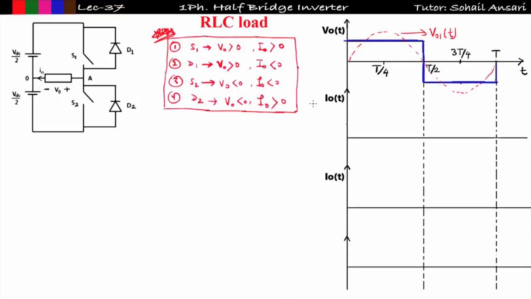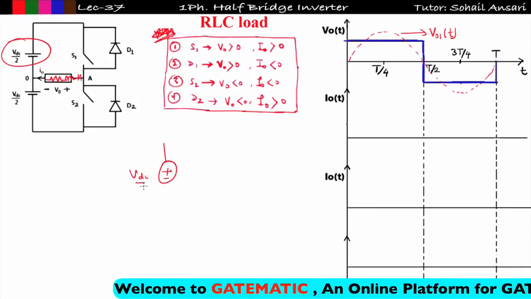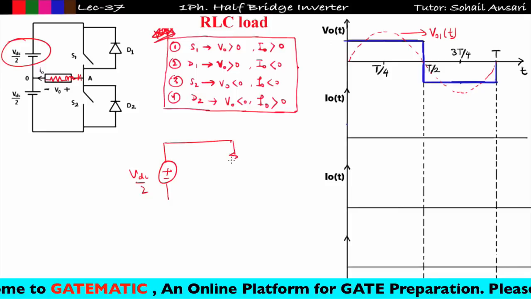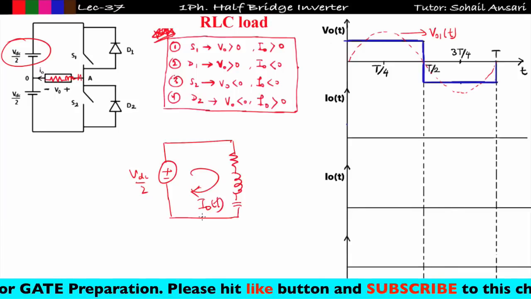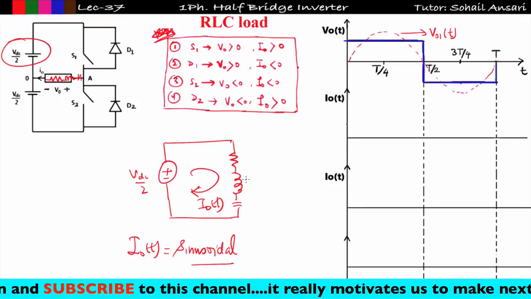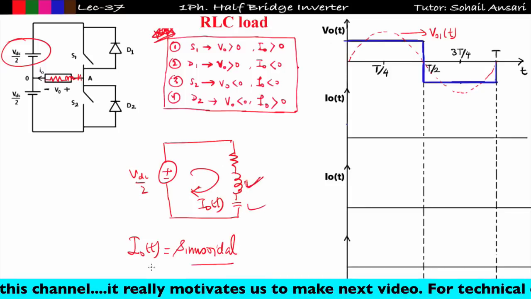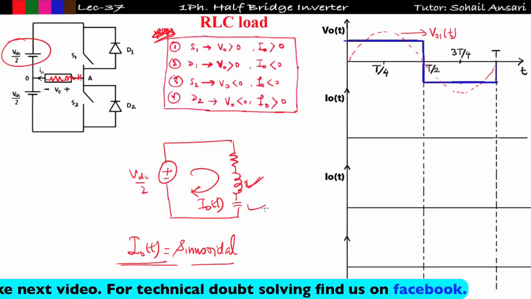Now I need to find the value of I naught of t. See, from 0 to any time, if you see this switch S1 is on, then in that case this plus VDC by 2 is directly connected with the load, and the load is an RLC type of load. So a DC excitation, this VDC by 2, for some particular value of time is connected with the RLC type of load. So how will I get the transient current I naught of t? The I naught of t will be sinusoidal because of the second order circuit. Because of the presence of L and C in the circuit, the current you will get will be sinusoidal in nature. So overall the load current you will get will be sinusoidal.